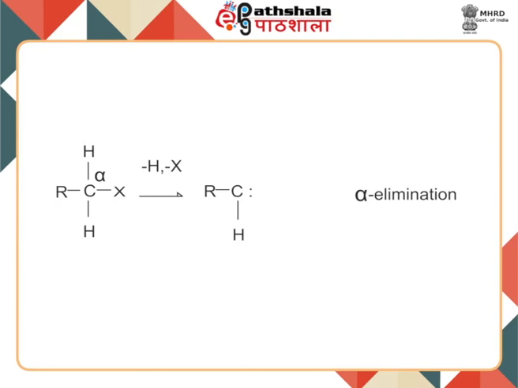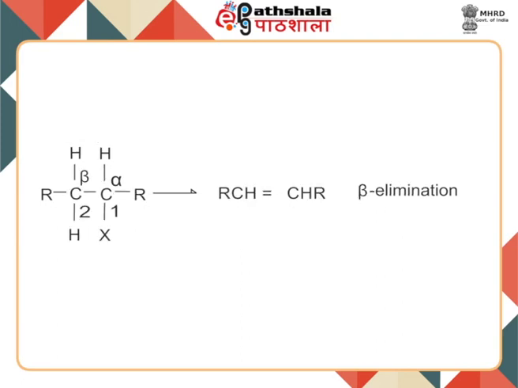But you already know, as you can see from this equation, that in the case of alpha elimination, X and H will be removed from the same carbon, that is alpha, and you get the carbene as a result. On the other hand, for beta elimination, as you can see in this equation, the X is getting eliminated from the alpha carbon and hydrogen is getting eliminated from the beta carbon, and as a result you have the double bond in between the original alpha and the beta carbon, and this is the beta elimination.